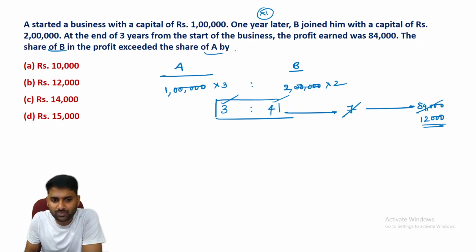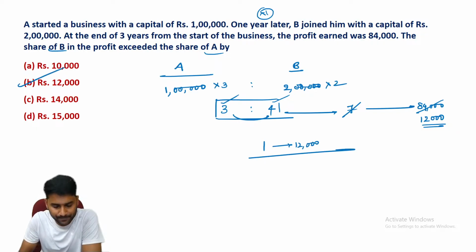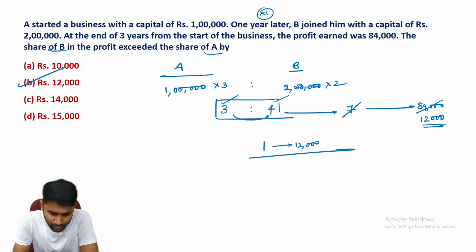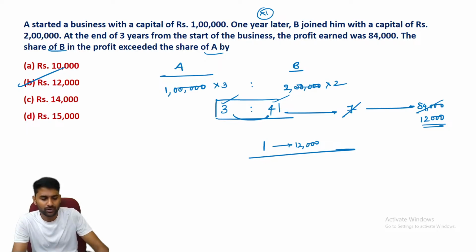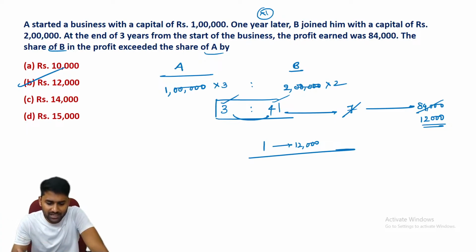Now the question here: B is more than A by how many units? You already know that B is 4 units, A is 3 units, B is more than A by 1 unit. Then each unit value is exactly equal to... No need to identify the individual value of 3 is to 4. If the total profit is 7, then B is more than A by 1 unit. So if 7 units is 84,000, then 1 unit is equal to how much? So try to learn these kinds of comparisons.